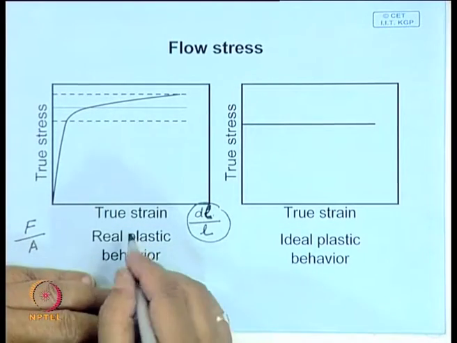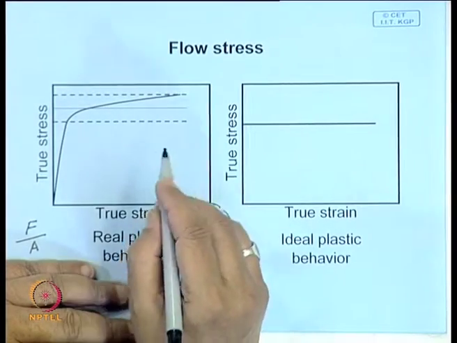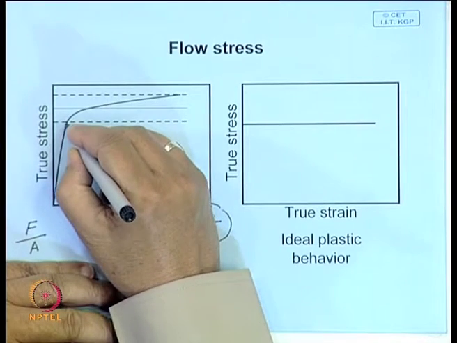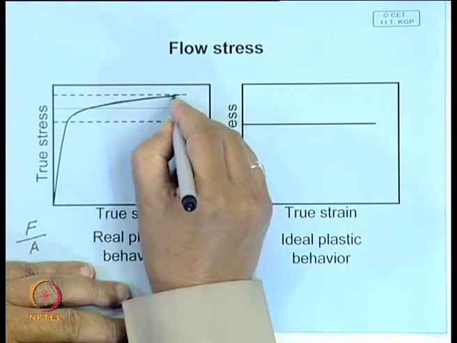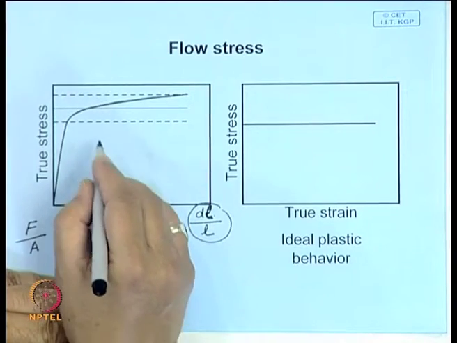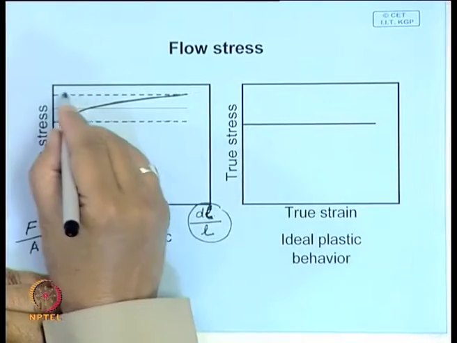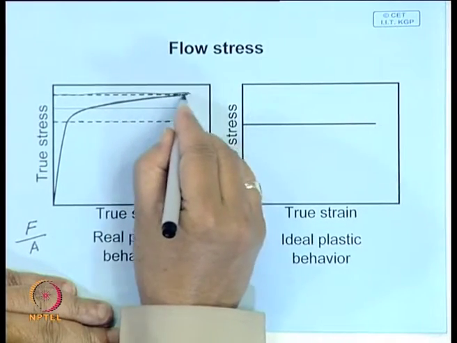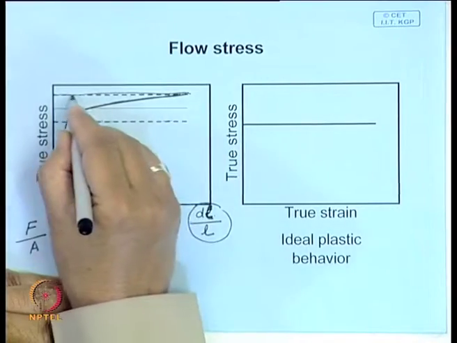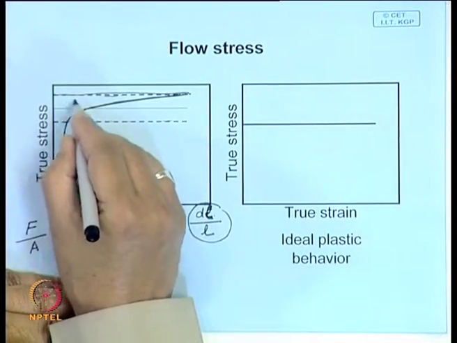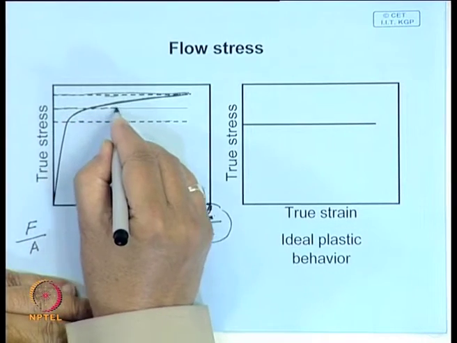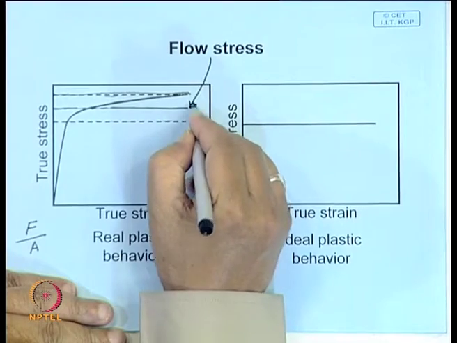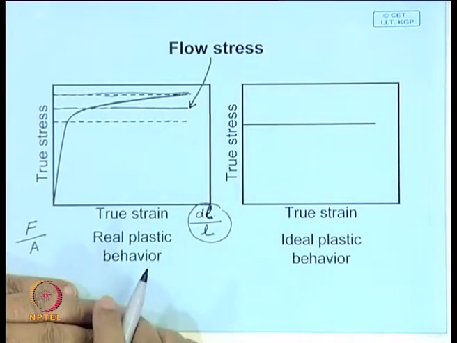And now here, a normal real plastic behavior, most materials at room temperature will show this kind of behavior, a true stress true strain plot will be something like this. So, here this is your yield stress, this is your final stress, that is when it is about to rupture, and then what we say is that the average value is the flow stress. Flow stress is given by the average stress.